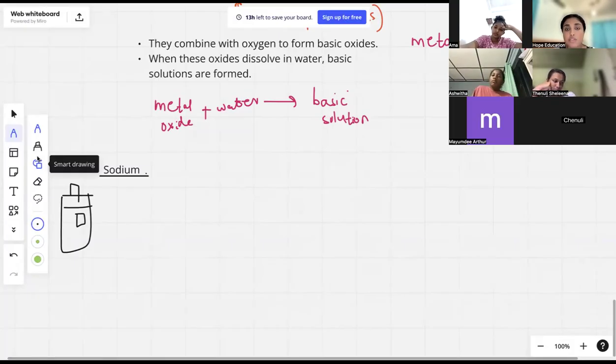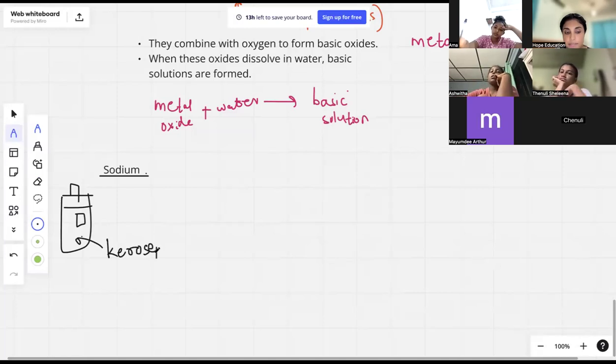Then we have to talk about storage. I told you it's very highly reactive, so we store it in an oil, no? We usually store it in kerosene. What is kerosene in Sinhala, children? What is it, Lasas? Lamp oil. Lamp oil means bhumi thel. Correct. Kerosene is bhumi thel.